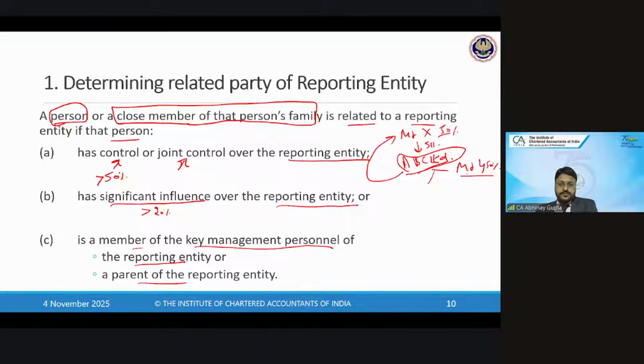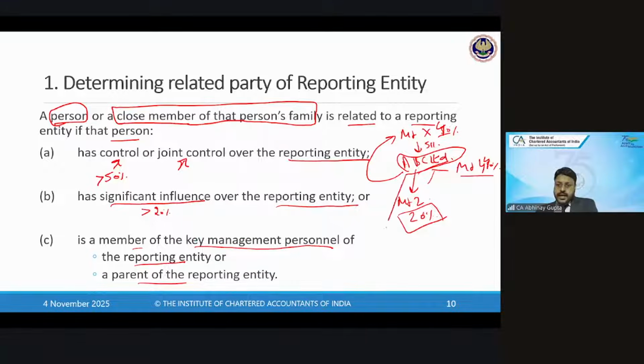Yes or no? Suppose ABC Limited has a third member as well, Mr. Z, right? And now Mr. X has 40% stake, Mr. Y also has 40% stake, and Mr. Z has 20% stake, right? So in that case, Mr. Z can also have a significant influence over the affairs of ABC Limited, right? So in that case, Mr. Z will also be considered as the related party as per this standard, right?